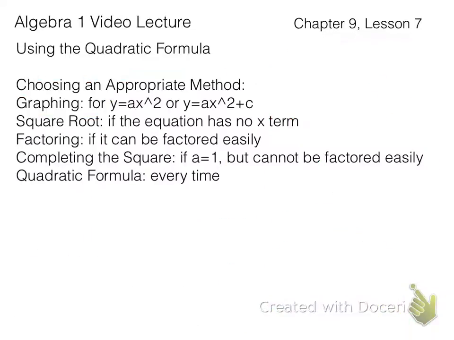Okay? All right. So when to choose an appropriate method. You're going to graph if you have an equation that looks like this or this. Square root if there's no x term. Factoring if you can factor easily. Completing the square if x equals 1 but can't be factored easily. And then quadratic. Well, guess what? You can use that any stinking time you want.